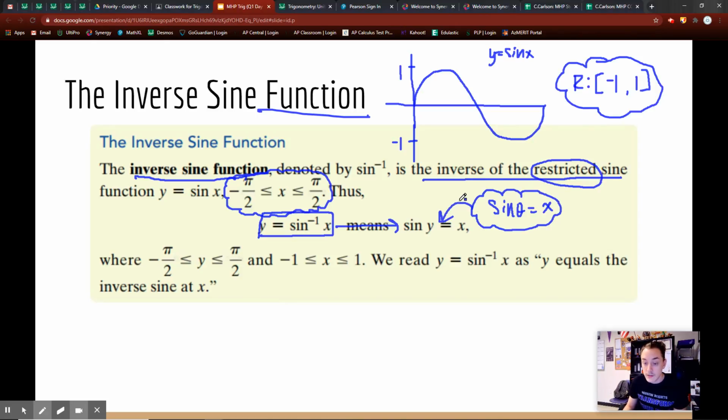So notice what we did here. Look at that. Notice the y's and the x's change. So this is usually how we write it. So sine of x equals y, but look at that. Now it's flipped. So now sine of y equals x. Okay, so now we are solving for angle measures. We're solving for angle measures, not evaluations, not side lengths.